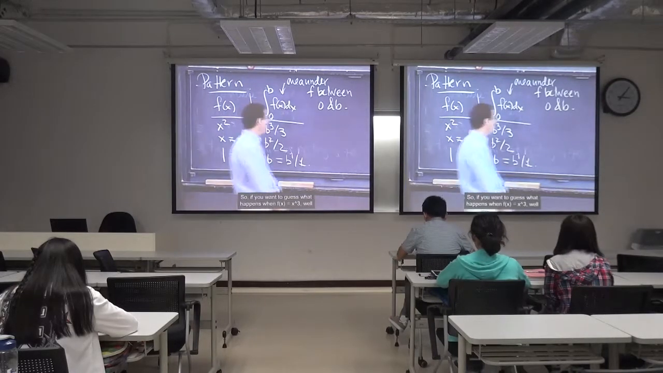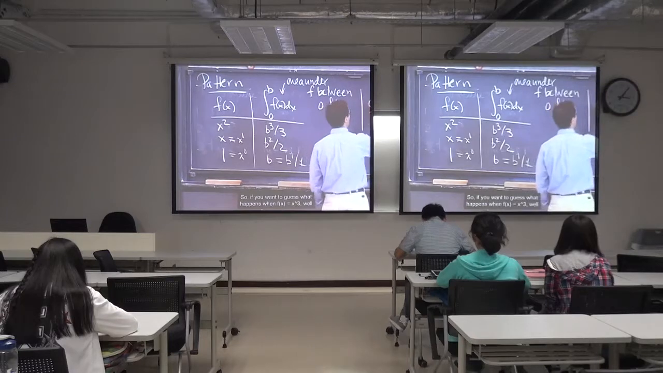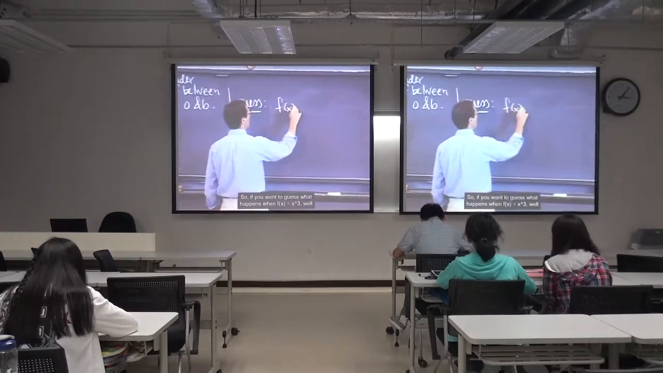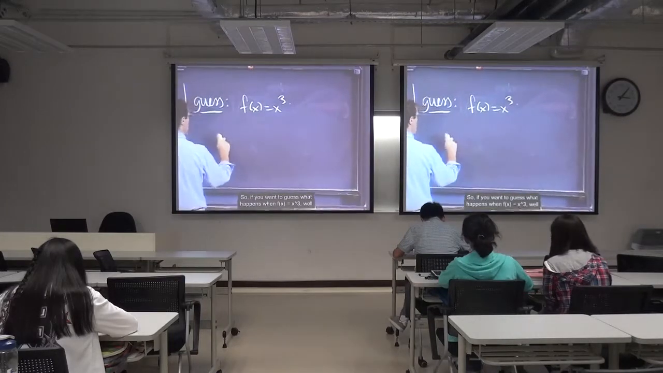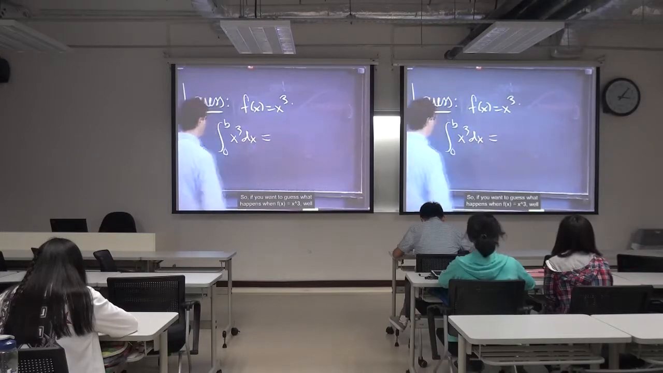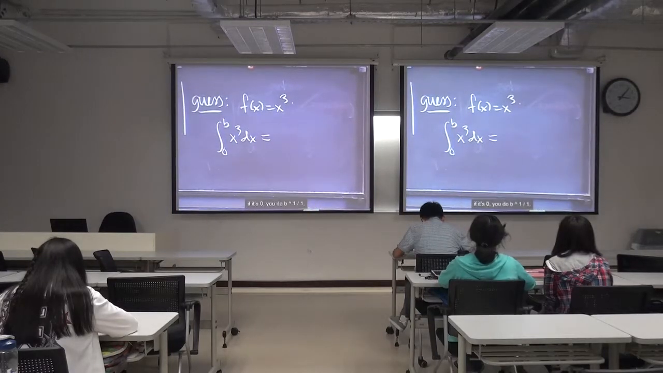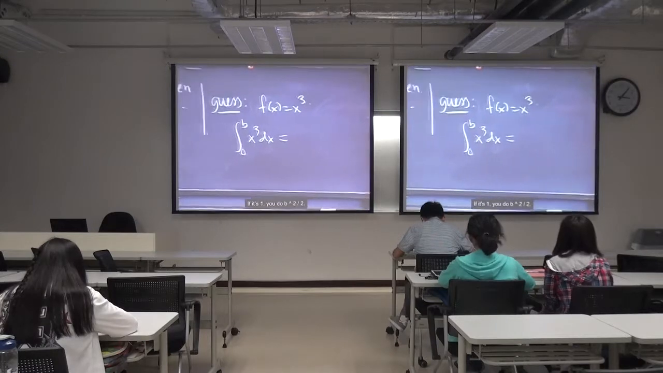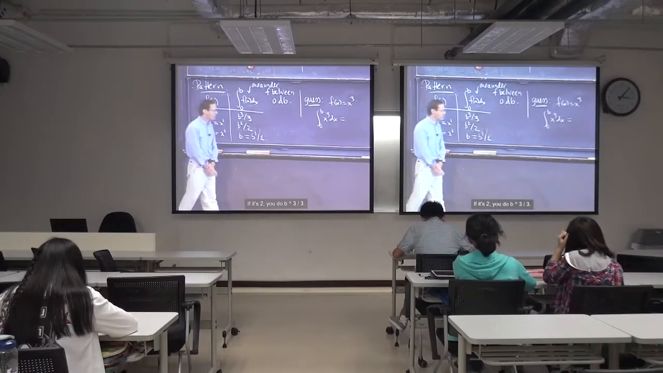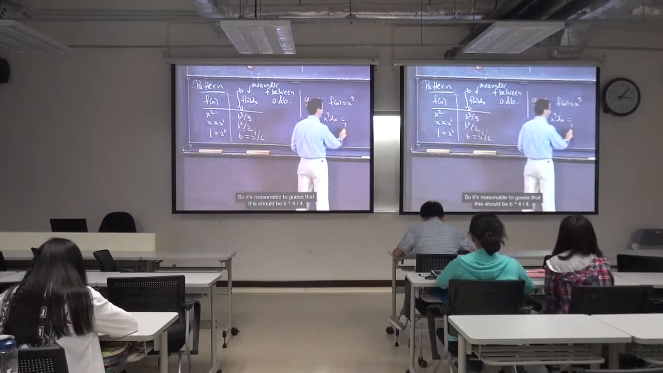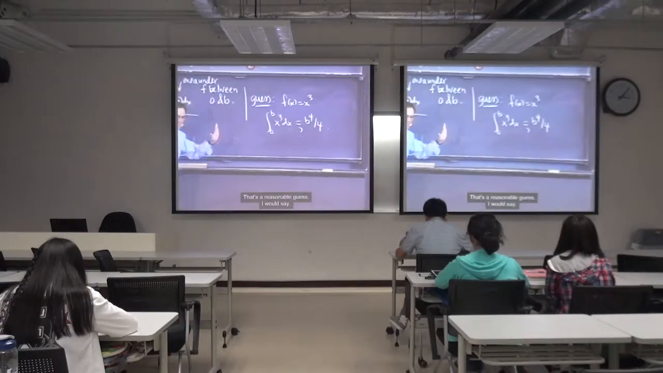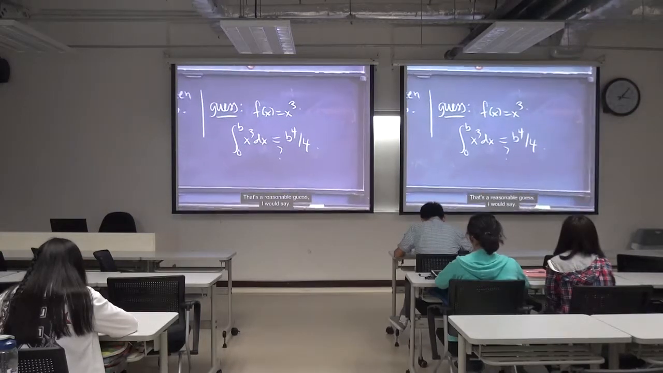So if you want to guess what happens when f of x is x cubed, well, if it's 0, you do b to the 1 over 1. If it's 1, you do b to the 2 over 2. If it's 2, you do b to the 3 over 3. So it's reasonable to guess that this should be b to the 4 divided by 4. That's a reasonable guess, I would say.